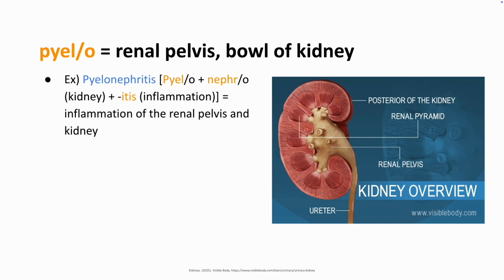Pyelonephritis is one example. So pyelo, renal pelvis, plus nephro, kidney, itis. So pyelonephritis is inflammation of the renal pelvis and kidney because it's pyelo and nephro.